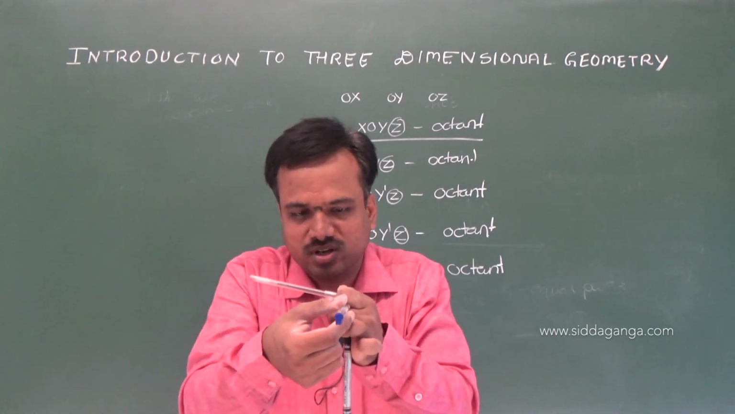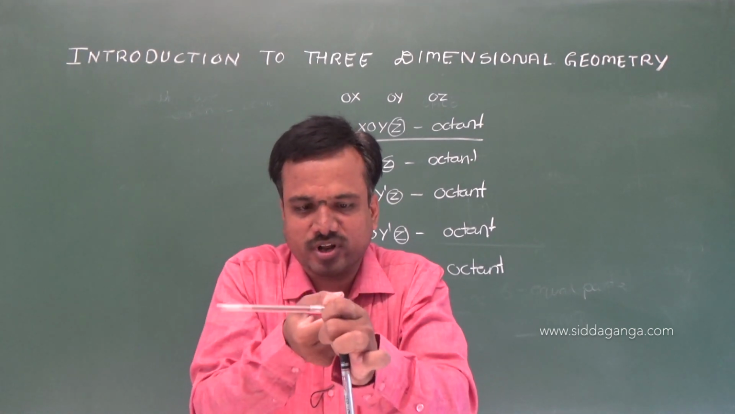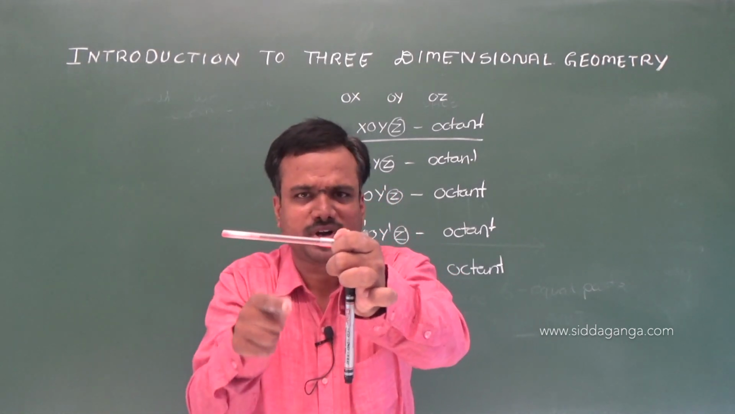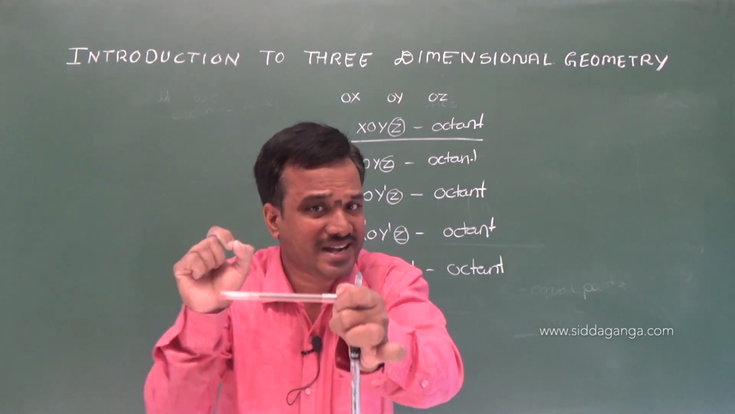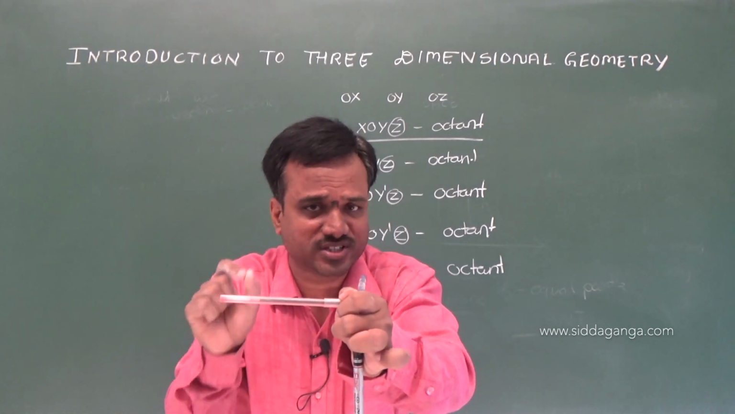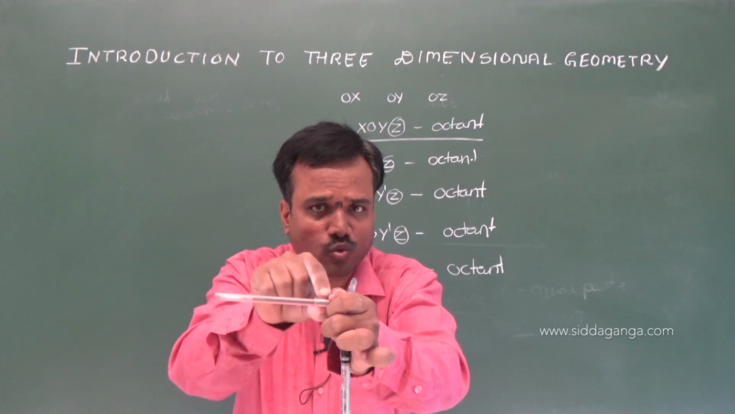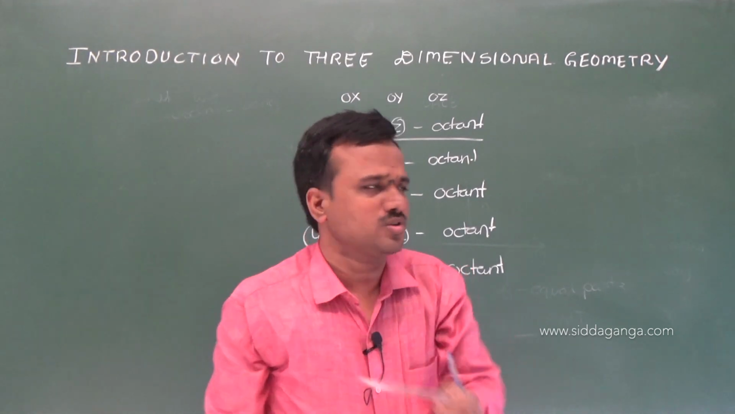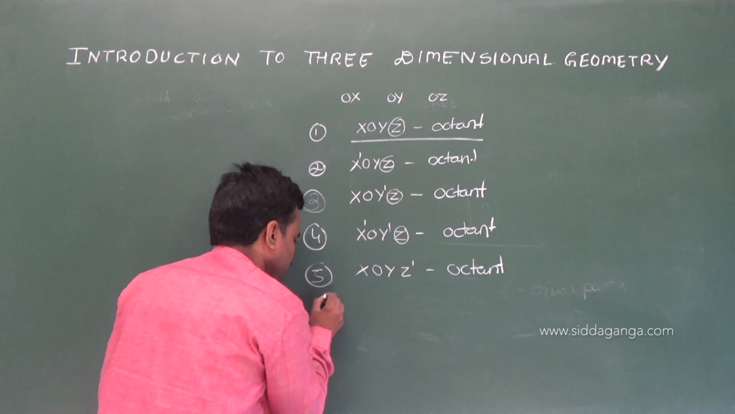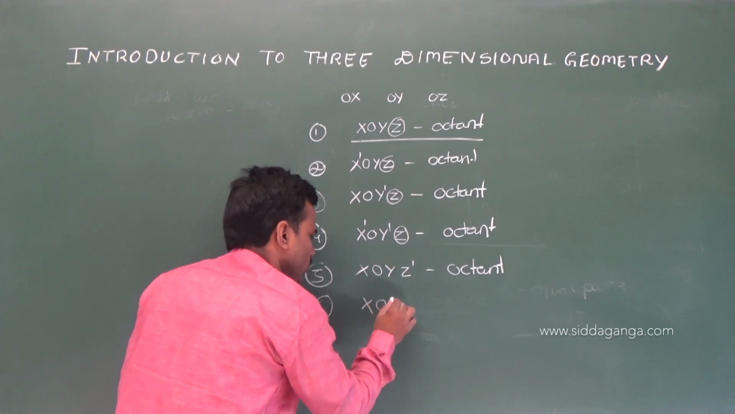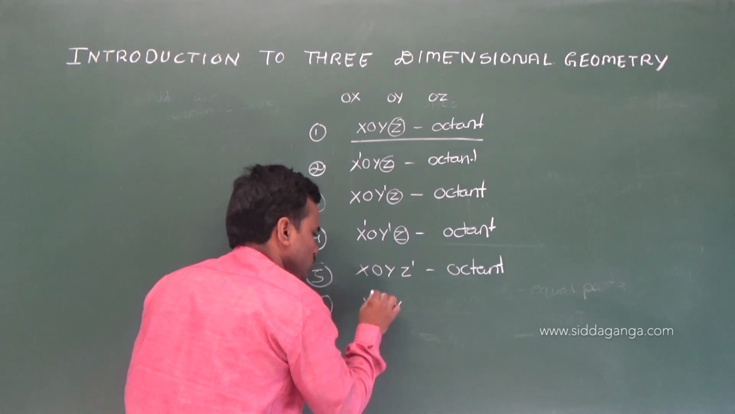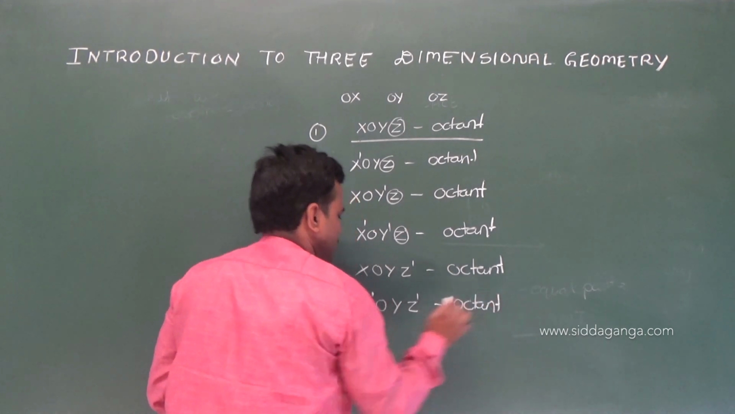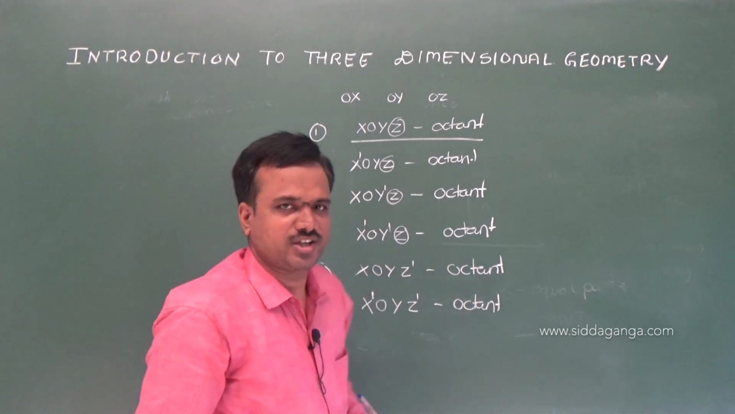Next, I shift the positive direction of X axis to the negative direction of X axis. See, they are all mutually perpendicular. This octant contains the edges OX dash, OY, OZ dash. Correct? This is the sixth one, X dash, O, Y, Z dash octant.